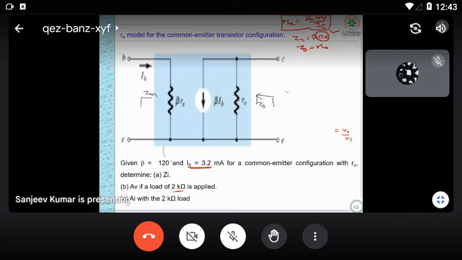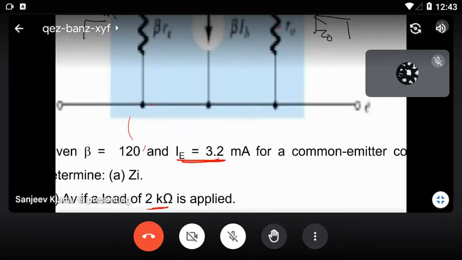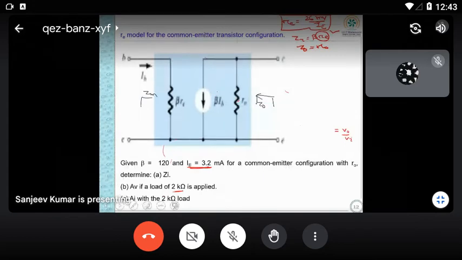Now, based upon what we discussed, can you calculate these values? Beta is 120, IE is equal to 3.2 milliampere. This IE is DC current, so don't confuse. If sometimes it is not given, then you have to do DC analysis and find it out. In some questions, if DC current is directly given, then you can utilize it. So here you have to find out the voltage gain and current gain, using the earlier equations you derived.